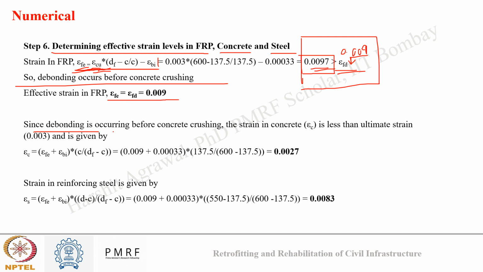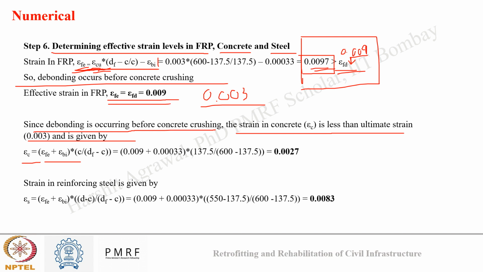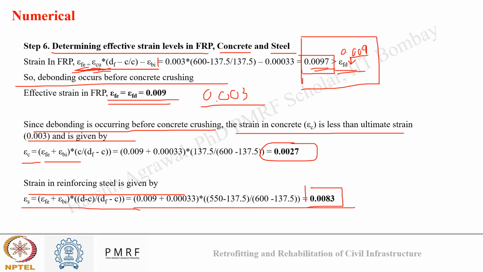Now since debonding is occurring before concrete crushing, the assumption that the ultimate strain in concrete is 0.003 does not hold; the strain in concrete actually will be less than the ultimate strain value. So just rearranging this equation, we can calculate the strain in concrete when the strain in FRP is 0.009, and it will come out to be 0.0027. So we know the strain in FRP, we know the strain in concrete, and we can calculate the strain in steel also from the relationship that we saw earlier. It will come out to be 0.0083. So we know the strain in all the three materials.